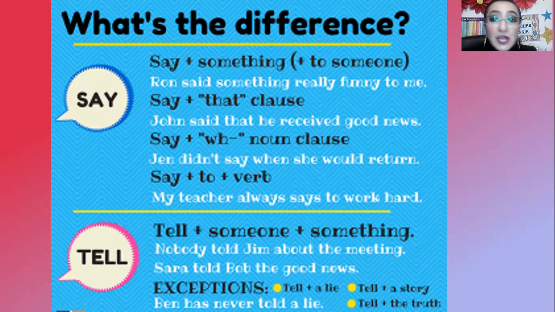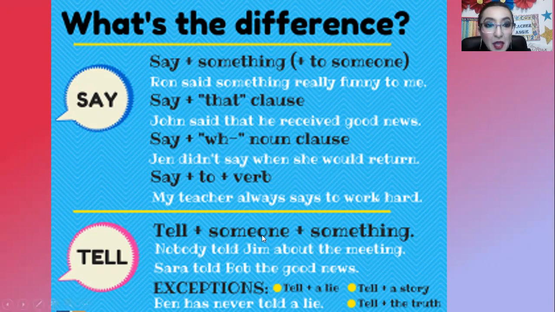You can also use the verb say with W questions and a noun clause: Jen didn't say when she will return. Actually, we are going to talk about this relative clause. Say to plus a verb: my teacher always says to work hard. Mi maestro siempre dice que trabajemos duro. My teacher always says to work hard.